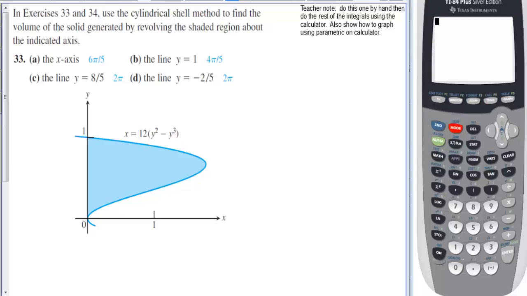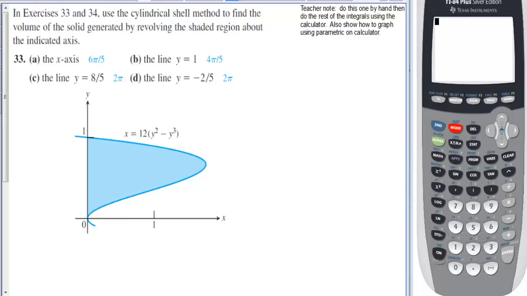Right, so known cross sections was two days ago. Yesterday was volumes of revolution, and today is still volumes of revolution, but we're going to use what's called the shell method. With yesterday, we took circles and did areas of circles. We did a whole bunch of circles, added them up, got volume.